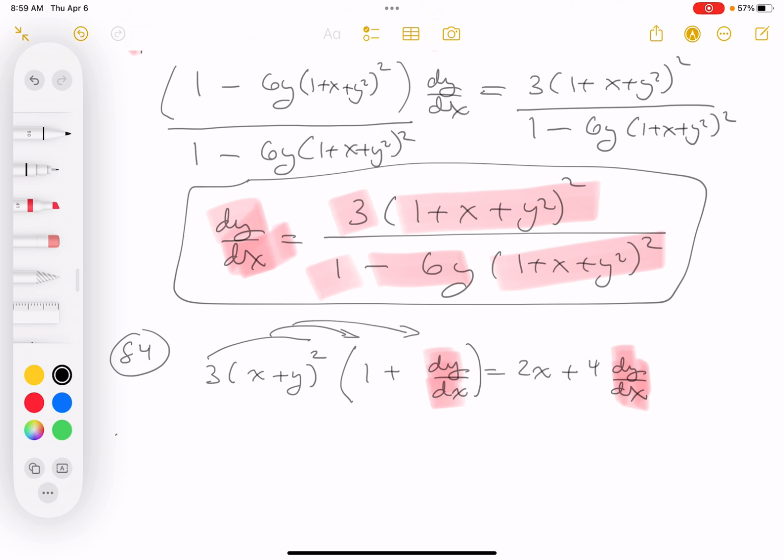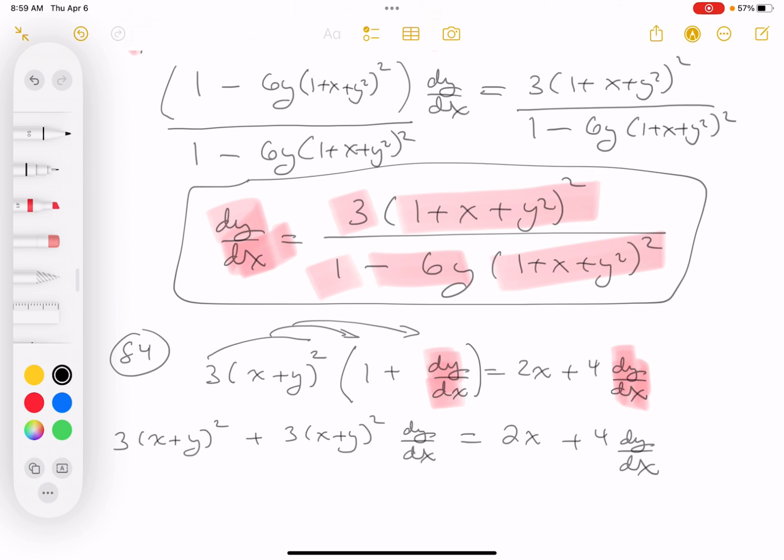What do you get? 3(x plus y)squared plus 3(x plus y)squared dy/dx. What do you get on the right side? 2x plus 4 dy/dx. Again, someone says, what side do you want to get dy/dx on? It really doesn't matter. But what I'm going to do is get it on the left side.